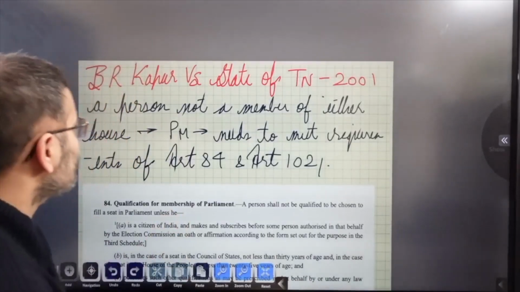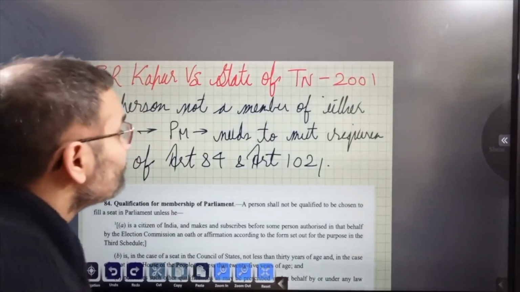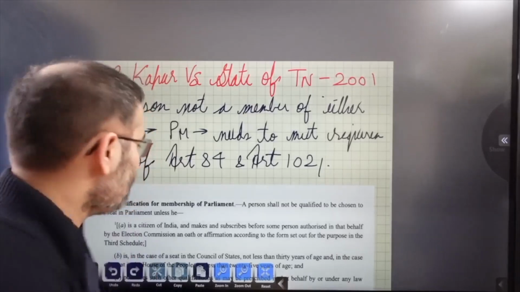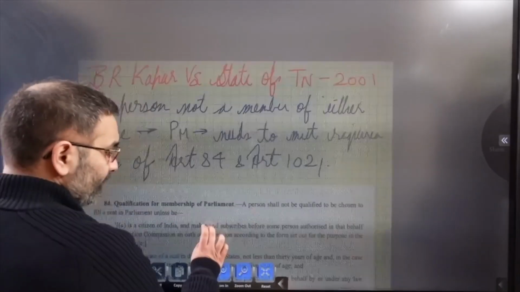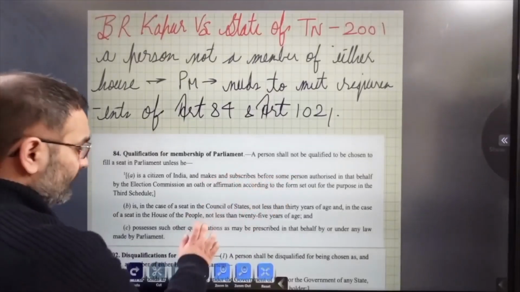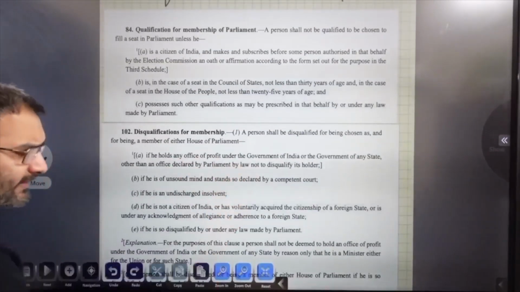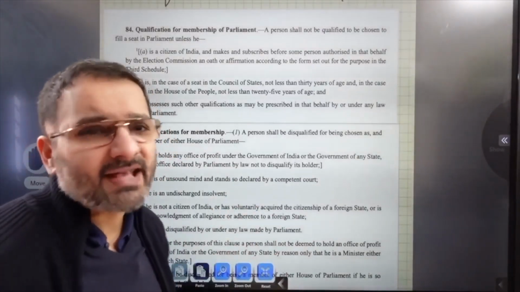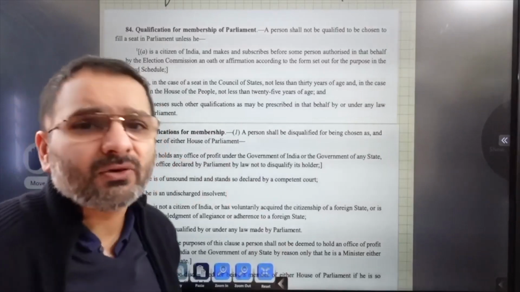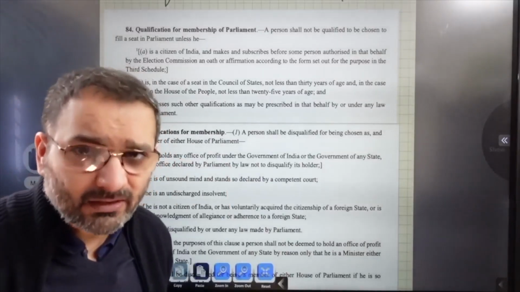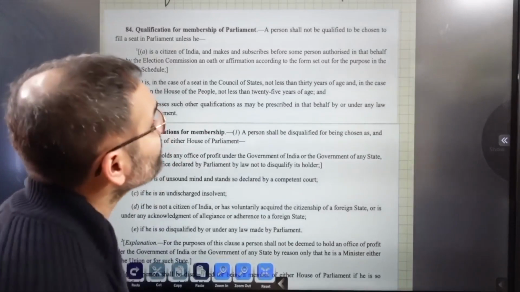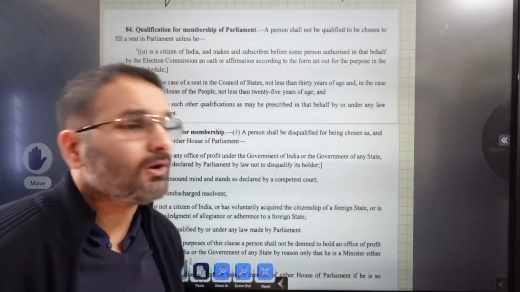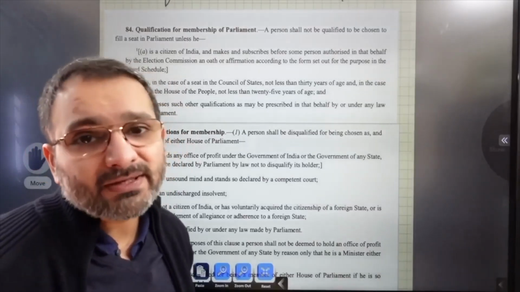A person not a member of either house can be a PM, but he needs to meet the requirements of Article 84 and 102. Now what is 84? Qualification for the membership of Parliament, and 102 talks about disqualification. I don't think I'm going to read these out for you. So you can be a PM if you're not a member of either house, but you also have to meet the requirements of 84 and 102. You're not exempt, and you can continue for 6 months, but you have to gain a membership.